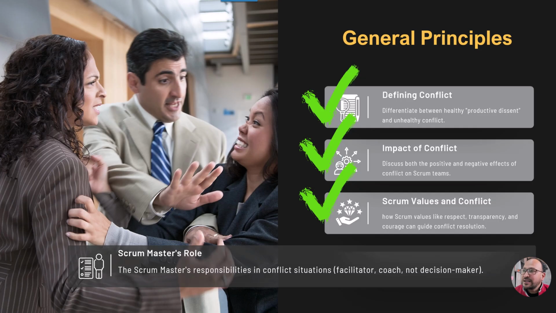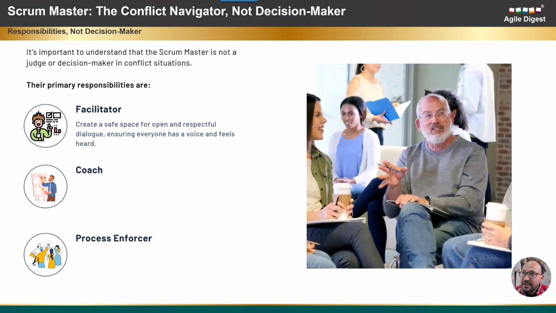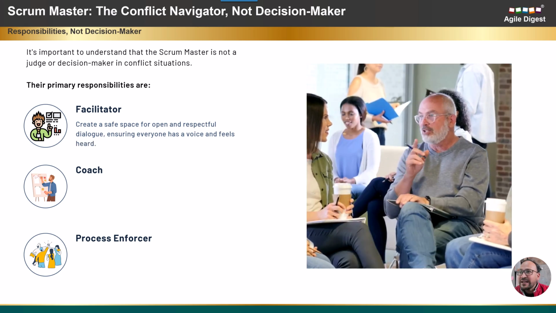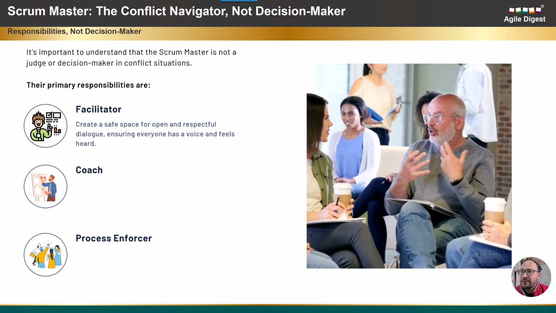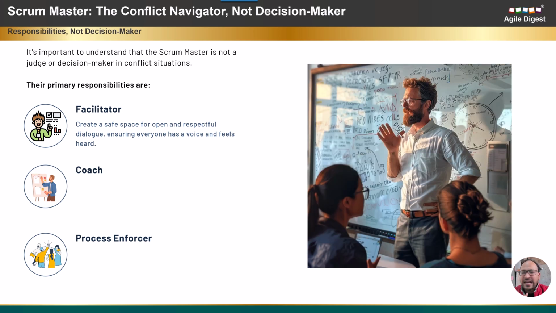We'll talk about the Scrum Master role and responsibility in conflicting situations, as a facilitator, as a coach, not as a decision maker. Right? So what's our Scrum Master role? It's important to understand that the Scrum Master is not a judge or decision maker in a conflicting situation. The primary responsibility of a Scrum Master is as a facilitator, which means creating a safe space for open and respectful dialogue during every event, ensuring everyone has a voice and feels heard.